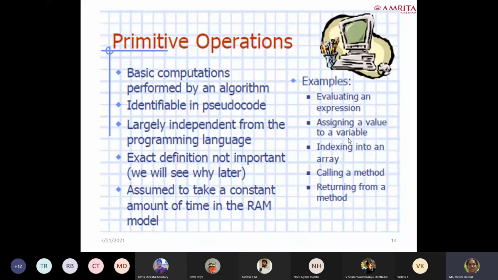A with A is an array and I want to access A[i]. So indexing into an array is also called a primitive operation. Calling a method is called a primitive operation. And returning from a method is also called a primitive operation. Okay, so after this, we assume that these are my primitive operations.